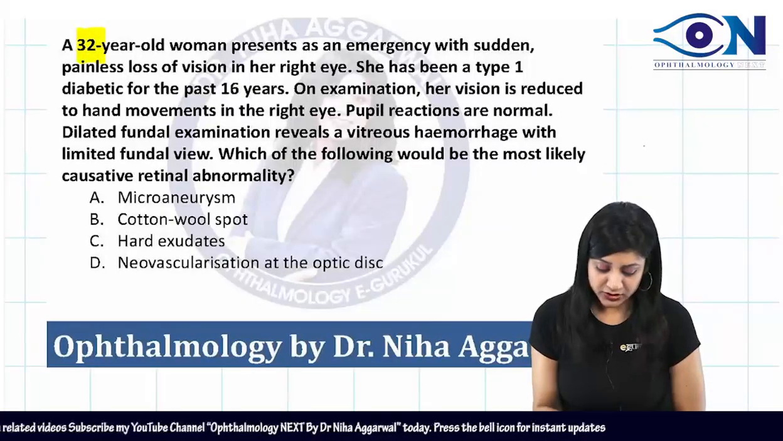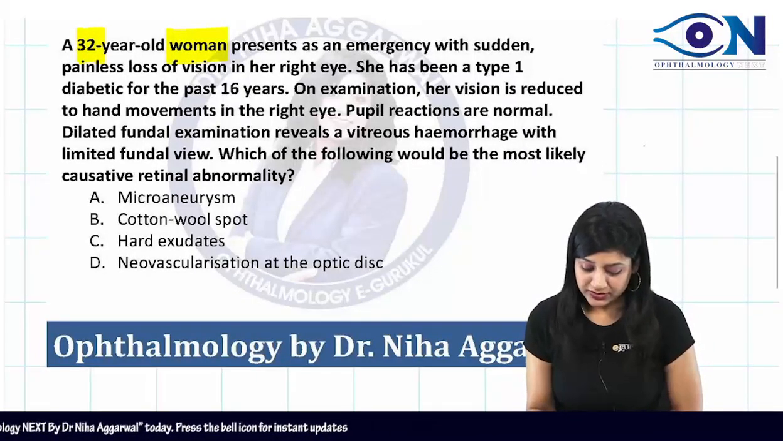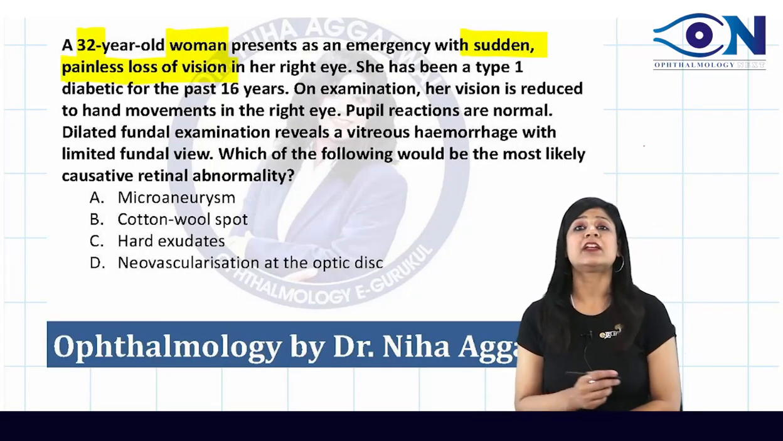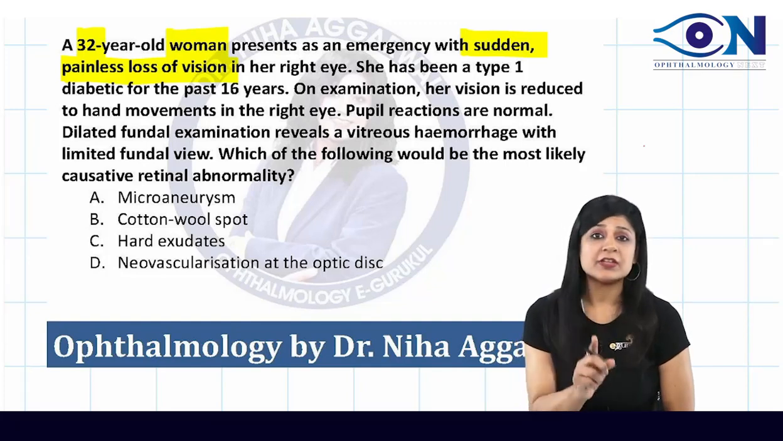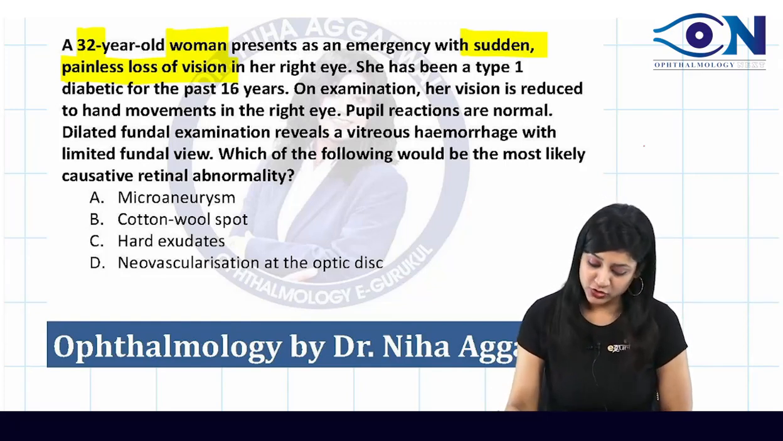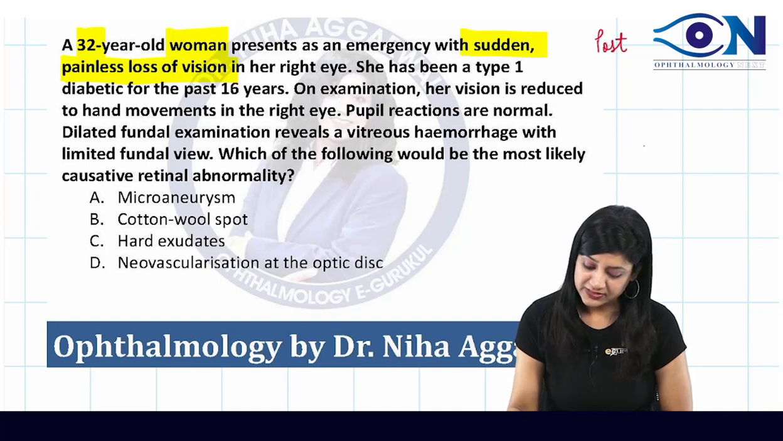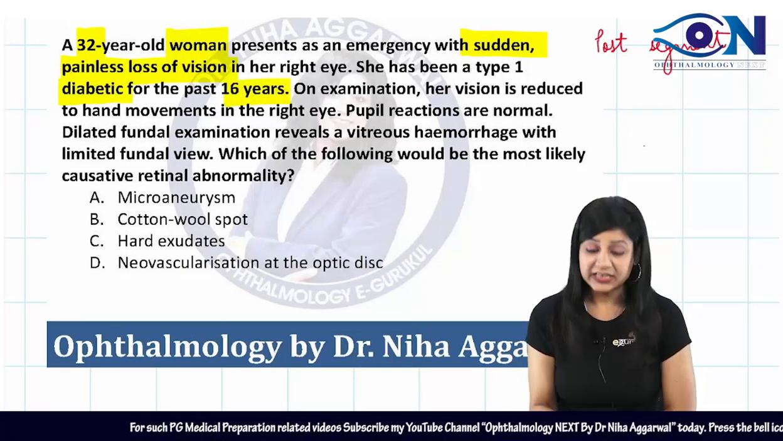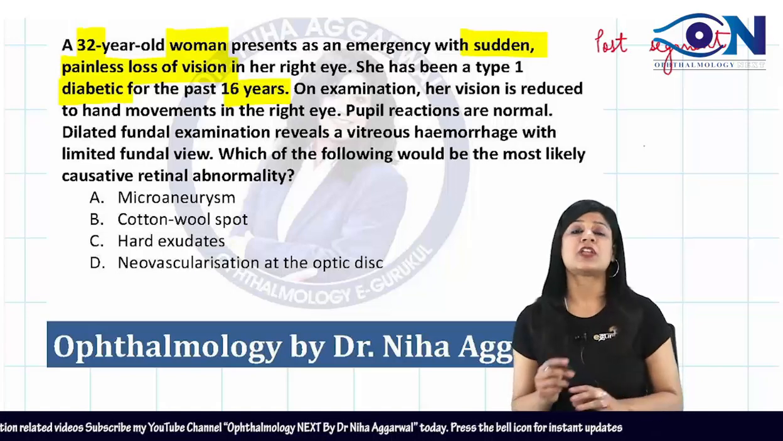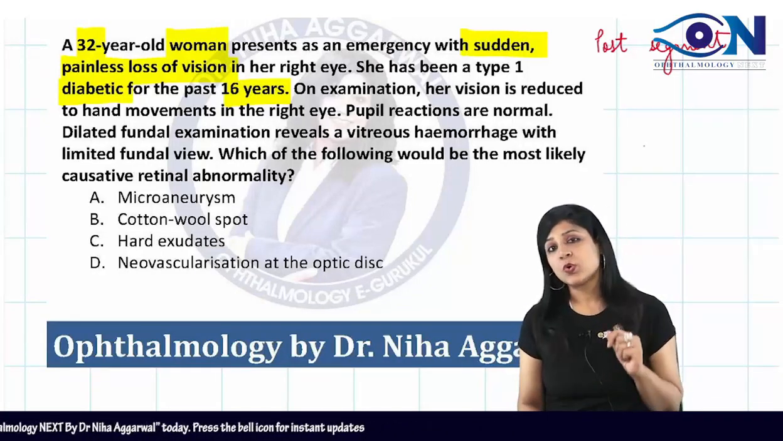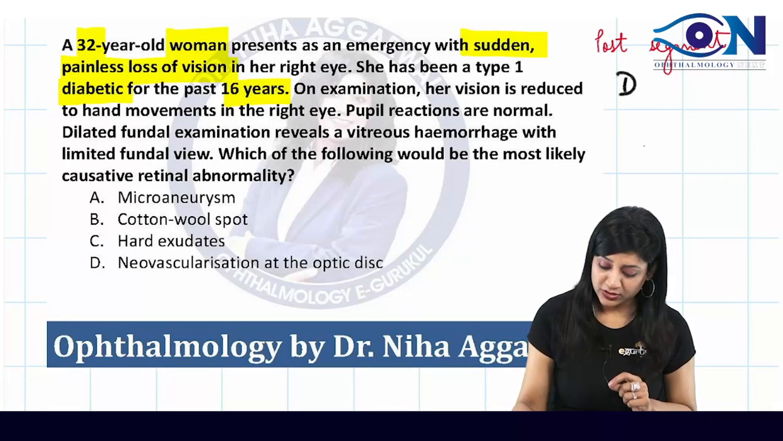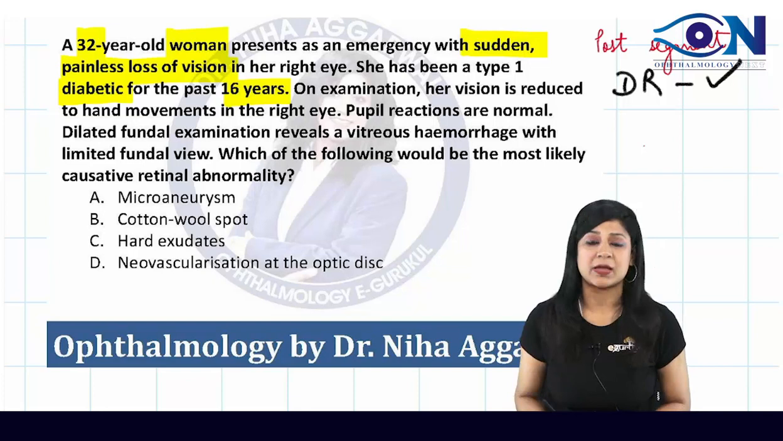A 32-year-old woman is presenting to the emergency department with sudden painless loss of vision. How to solve clinical vignettes? I always say that whenever you have sudden painless loss of vision, that means it is the posterior segment. So you have to think about the posterior segment. She has had type 1 diabetes for 16 years, so she has very good chances of diabetic retinopathy, because the most important factor for the development of diabetic retinopathy is actually the duration of diabetes. So you are thinking along the lines of diabetic retinopathy.